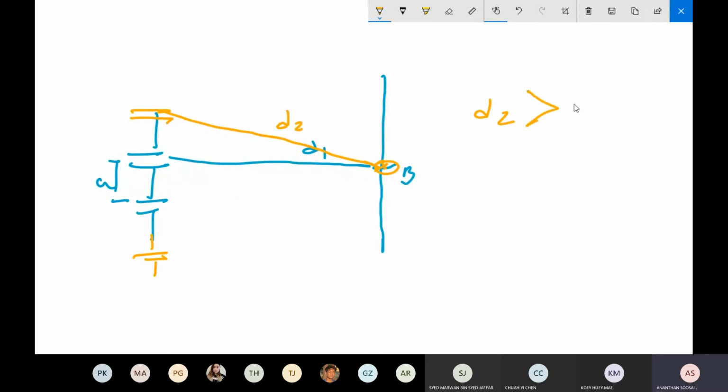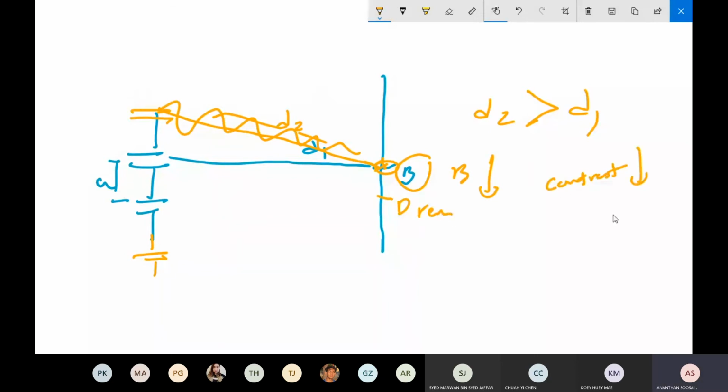d2 should be greater than d1, right? d2 is greater than d1. So the wave is traveling a longer distance. So the center bright, the brightness is going to drop. Brightness drops, but the dark still remains. So contrast drops, slightly, not much of a difference.